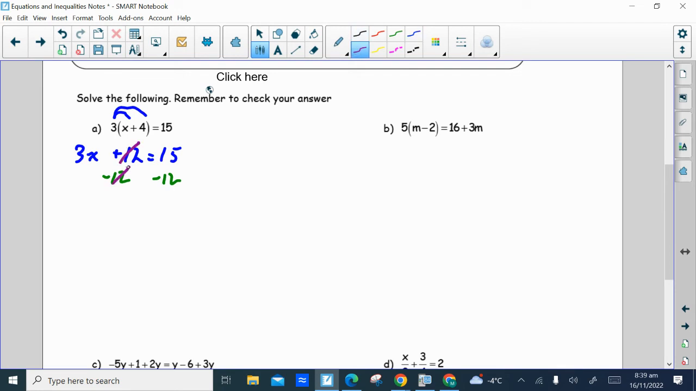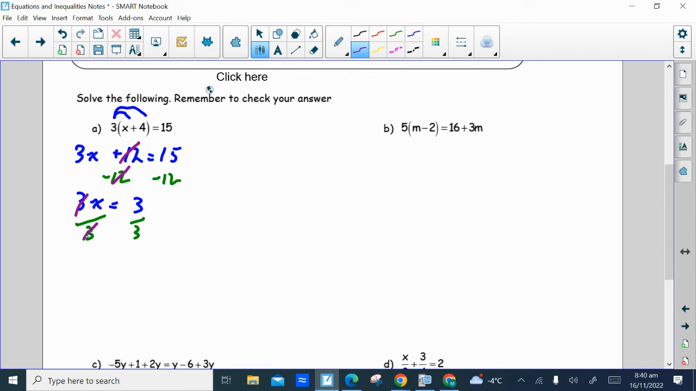Plus 12 minus 12 cancels. We've got 3x by itself on the left, and on the right, you have 15 take away 12, which is positive 3. And now, to get x by itself, Shyla, what do we do? Divide both sides by 3.